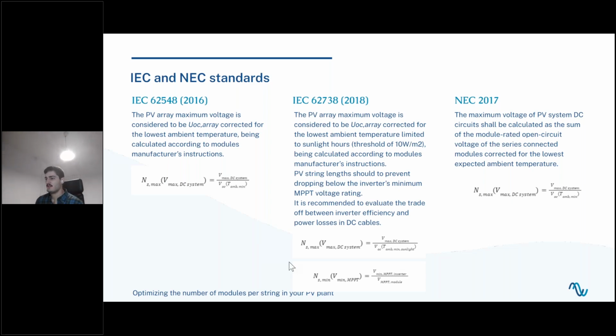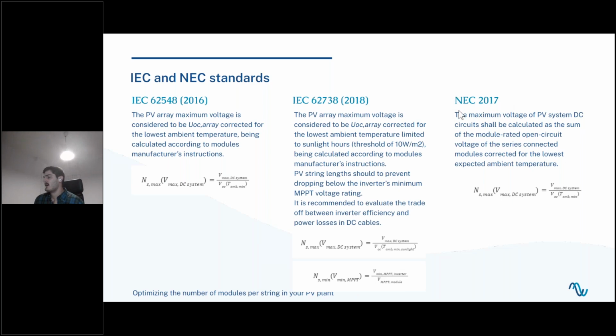Here, this IEC also includes some information about the fact that we must ensure that the number of modules we have connected building one string are always within the MPPT range. So they give us a suggestion saying that when calculating the number of modules per string, we must also have a lower limit, considering that the inverter is working at the lowest voltage within the MPPT window, and that the module is working at the MPPT condition.